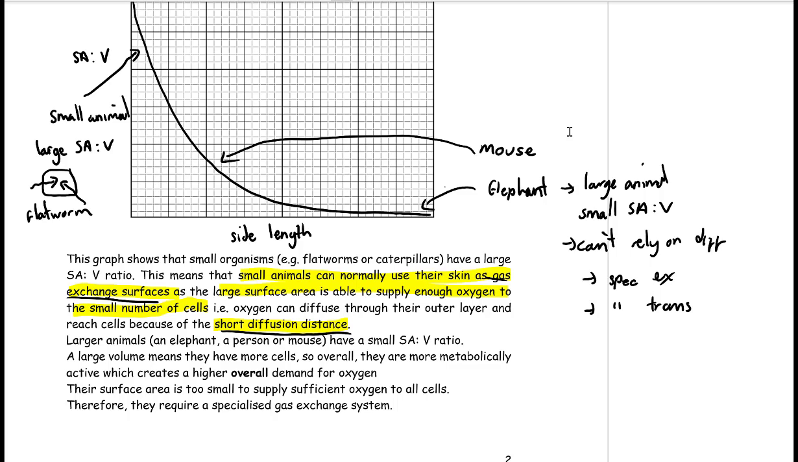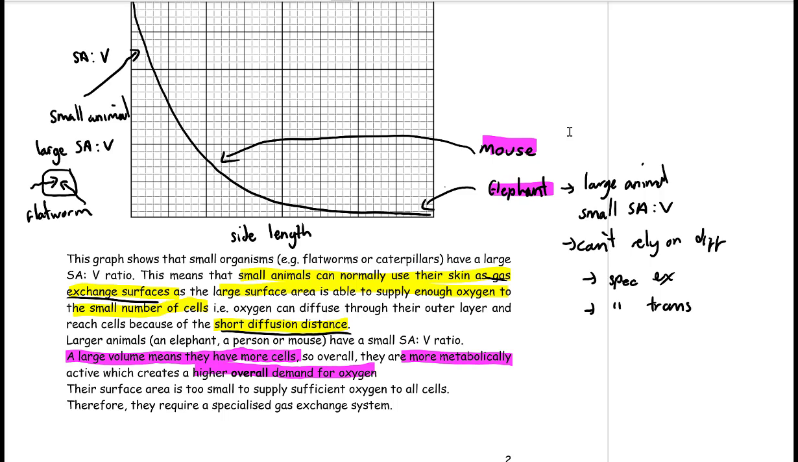Further, which complicates this a little bit, by having a large volume, it also means that they have more cells. So overall, they're more metabolically active. So that means they've got a higher overall demand for oxygen. That's a bit of a no-brainer really, isn't it? An elephant is much bigger than a mouse. So an elephant is going to have a lot more cells, so it's going to have a higher overall demand for oxygen.